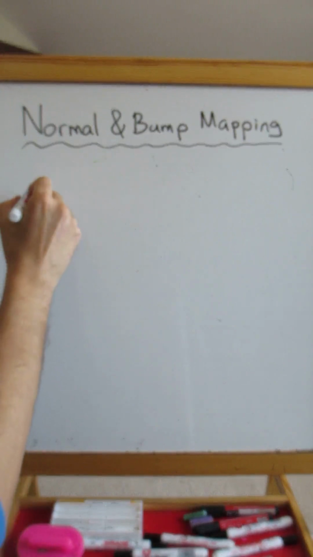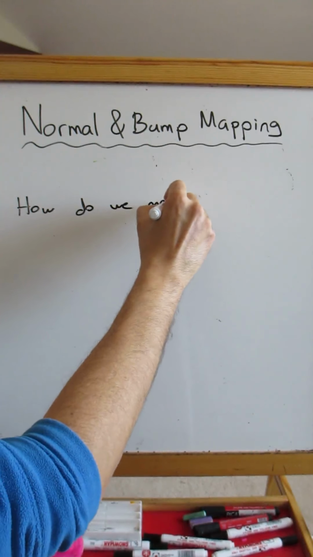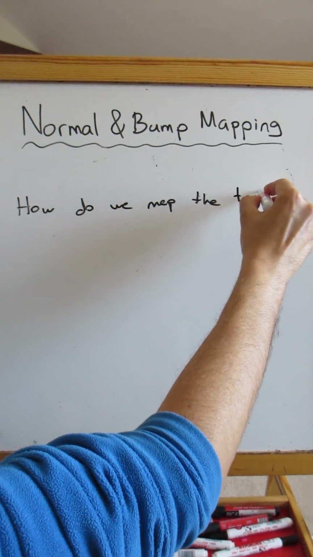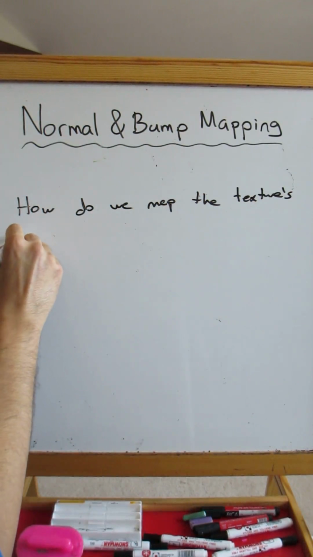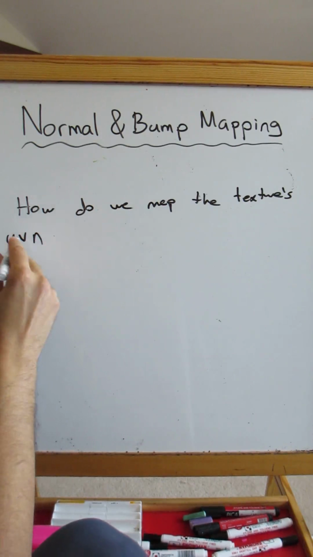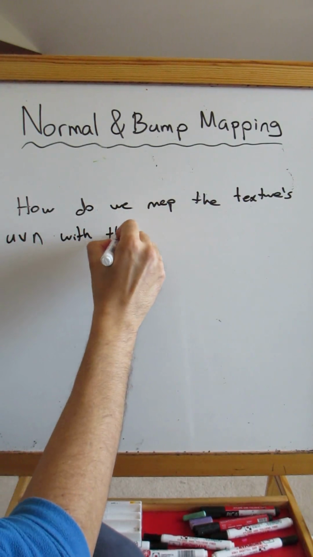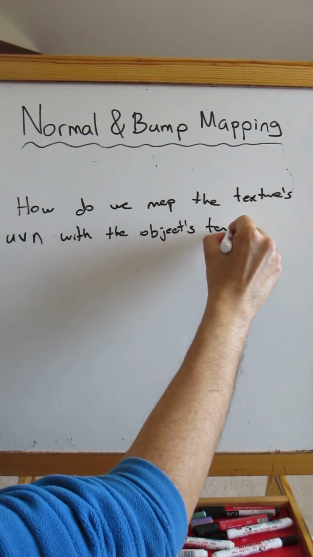Okay, so how do we map the textures? UVN, because N represents the normal with the object's tangent plane.